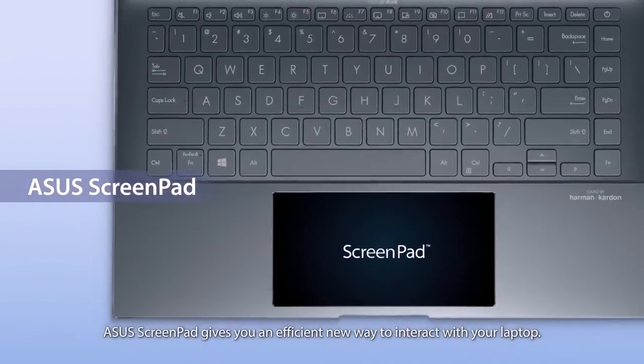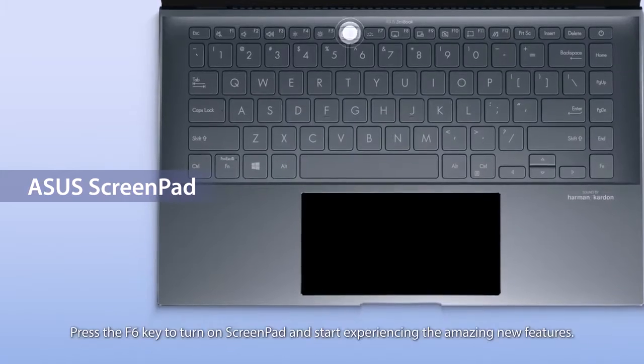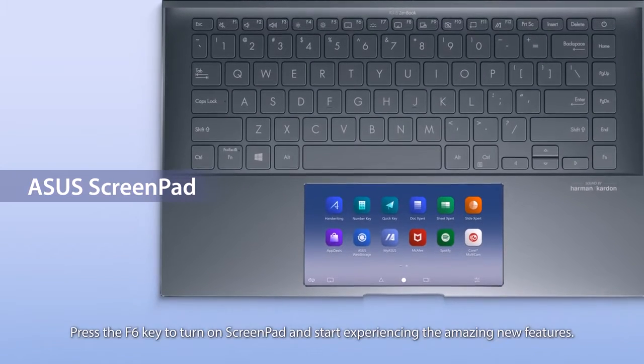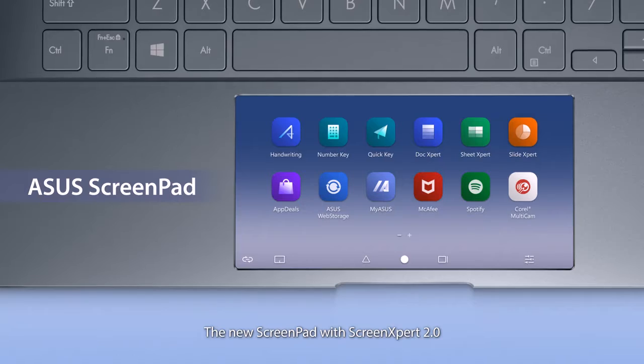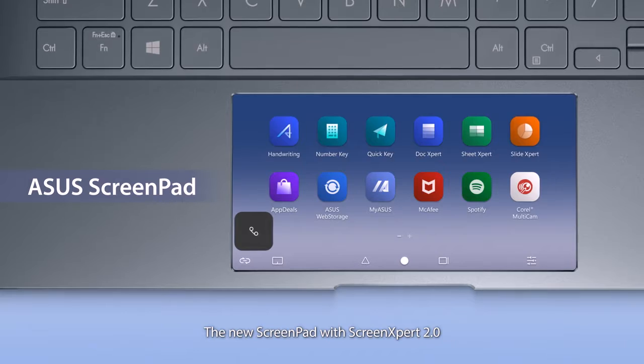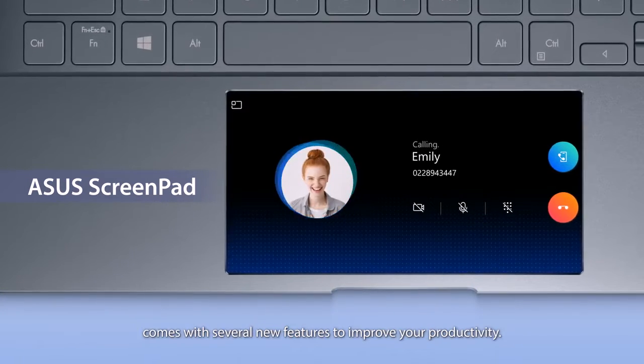ASUS ScreenPad gives you an efficient new way to interact with your laptop. Press the F6 key to turn on ScreenPad and start experiencing the amazing new features. The new ScreenPad with ScreenXpert 2.0 comes with several new features to improve your productivity.